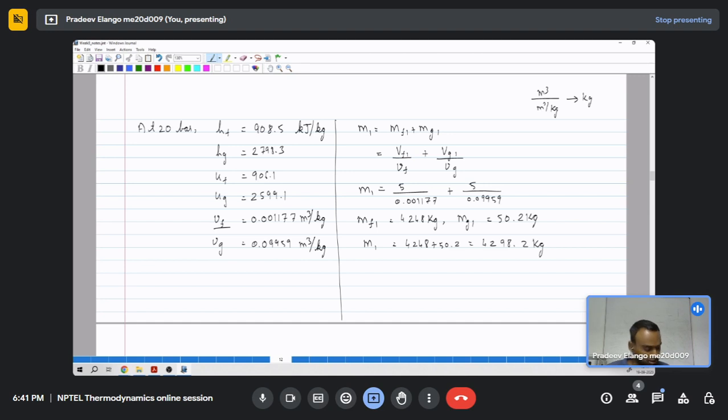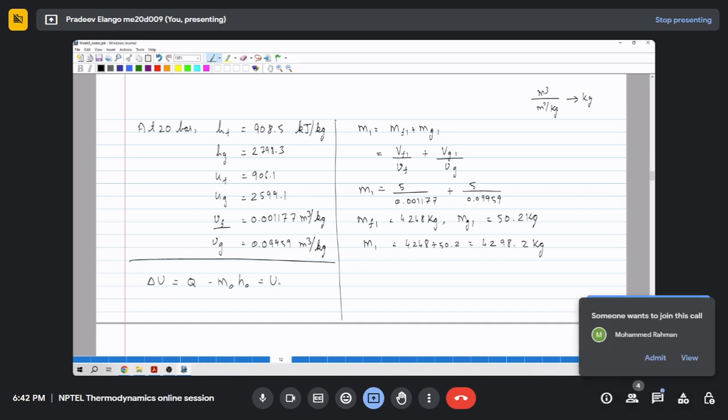So when we take the steam out, we can write the steady flow equation. Change in internal energy is equal to Q plus mass coming in. Since there is no mass coming in, we will directly write mass going out into enthalpy out. So only this thing we have, some energy is added, and we have to calculate the change in internal energy, U2 minus U1.